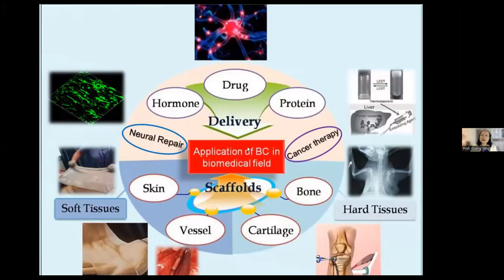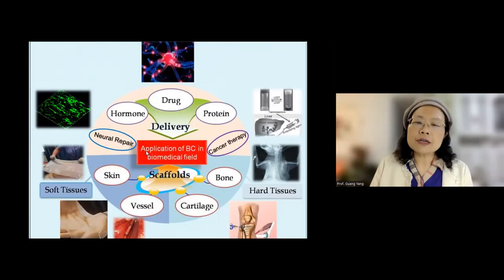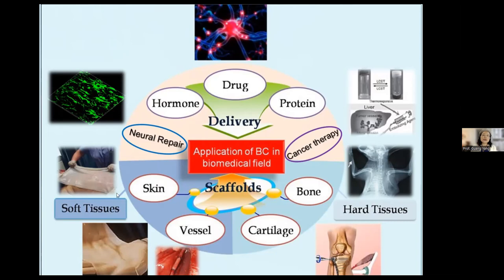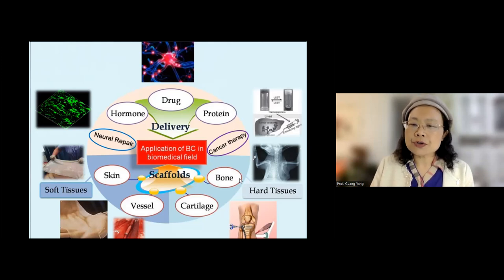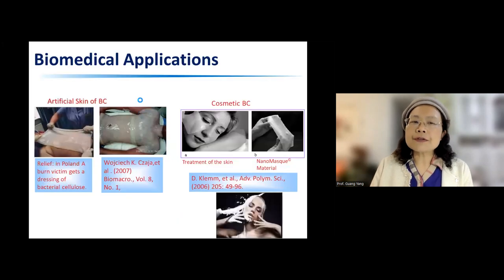Bacterial cellulose itself has many potential applications. It can be a soft scaffold, soft tissue for the skin and blood vessel, and after being composited with inorganic materials it can become hard tissue for bone and cartilage. It can also be used for neural repairing, for cancer therapy, and as drug delivery systems. Mostly, bacterial cellulose is used for skin, which is very good for artificial skin. And another is for cosmetic applications.